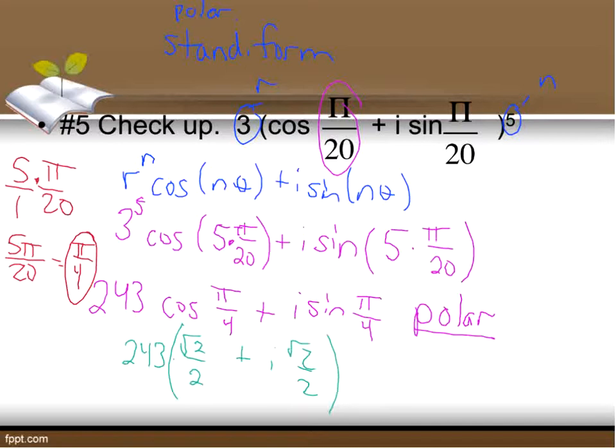So the last thing that I'm going to do, sometimes I'll leave it like this for you on a test, and sometimes they are going to want you to distribute this 243. So on this particular question, they're going to take it all the way down where you distribute.